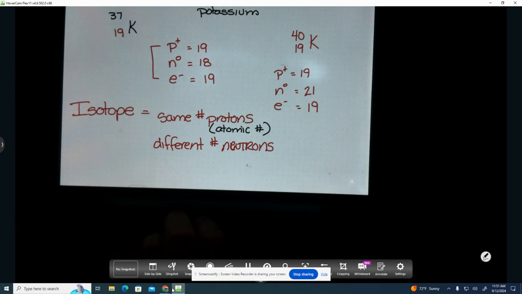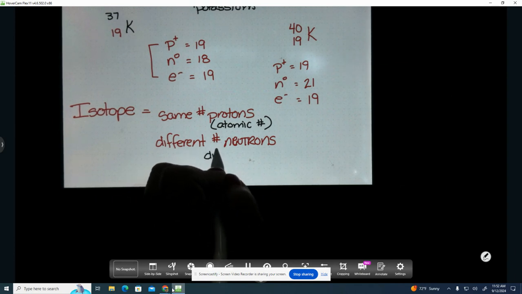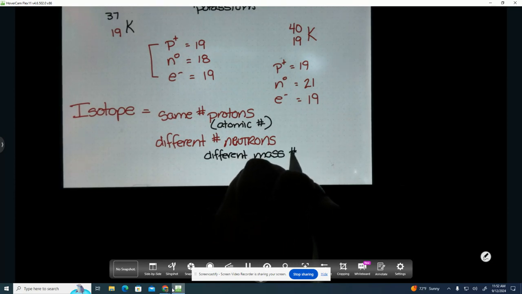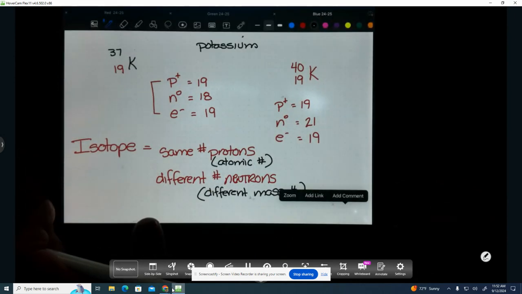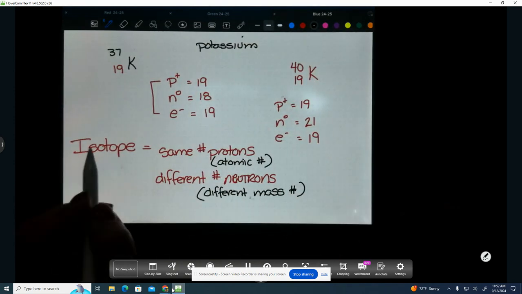Alright. Again, same number of protons. They could also say same atomic number, right? Because proton number and atomic number are the same thing. And different number of neutrons can also be different mass number. So be careful with that definition because they can use different words there. Same number of protons or same atomic number, different number of neutrons, different mass number. These are called isotopes.